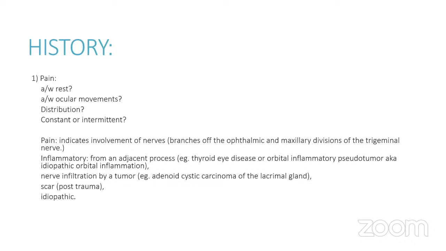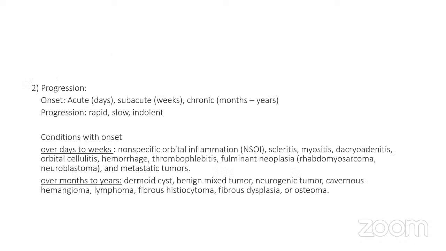Nerve infiltration by a tumor could also be a cause, like in the case of adenoid cystic carcinoma of the lacrimal gland, or a post-traumatic scar, or the pain also could be idiopathic. The next is progression, whether the onset is acute, within days, or subacute, that is weeks, or it could be chronic, from months to years. The progression could be rapid or slow or indolent based on the time that it takes.